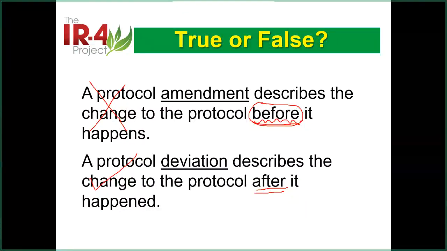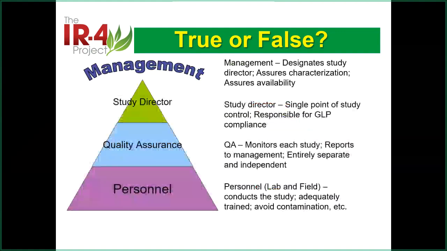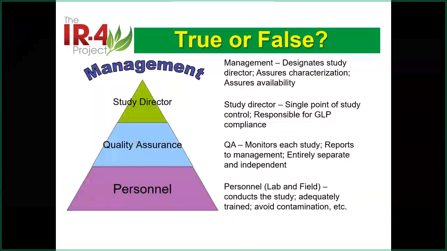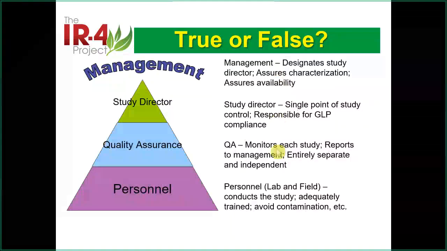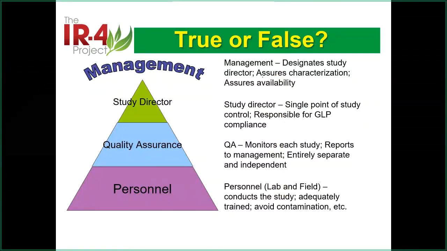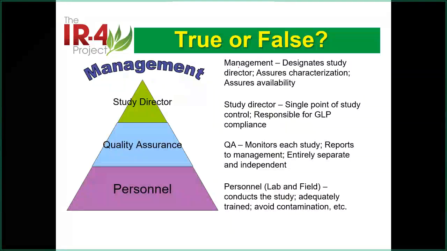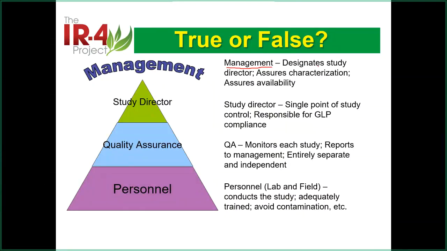Okay, next question. We got 5 true or false statements here. One is on the left-hand side: is this organizational structure correct? Then we get all those statements correct or not correct. Let's look at the statements. Who is the management? The management designates the study director, assures the characterization, assures availability, all those things. So this is the correct definition for management.